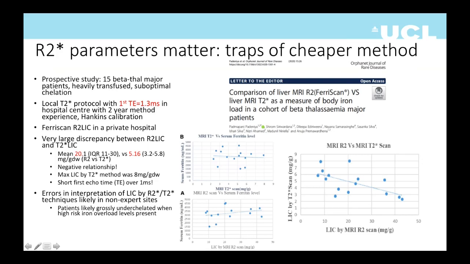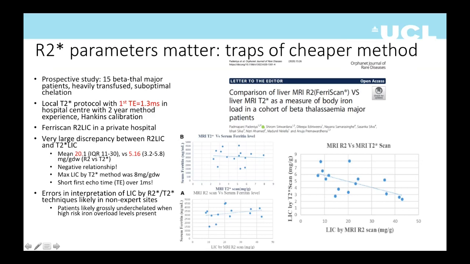And because Ferriscan is not available in the standard care hospital, some patients were taken to a different hospital where in the private wing Ferriscan was available, and they found a gross discrepancy between LIC by Ferriscan and LIC by their own method. You can see that by Ferriscan it was about 20 on average, ranging up to over 40, and on T2 star it was 5 on average, ranging only to 8. And moreover, the relationship was actually negative, which was bizarre.